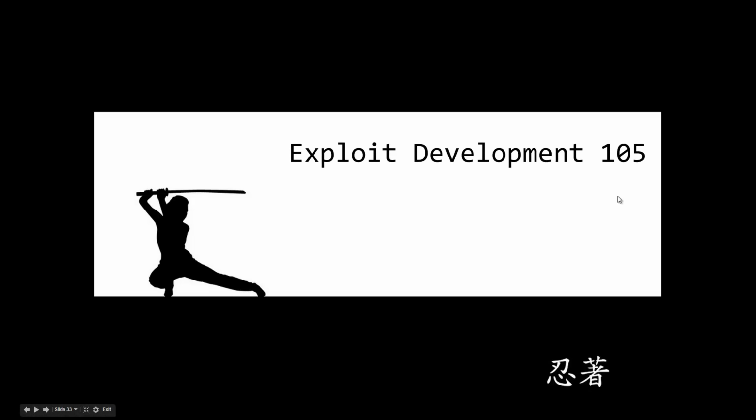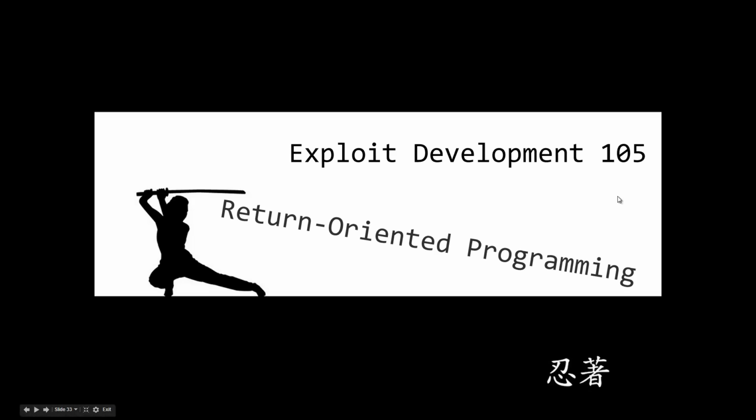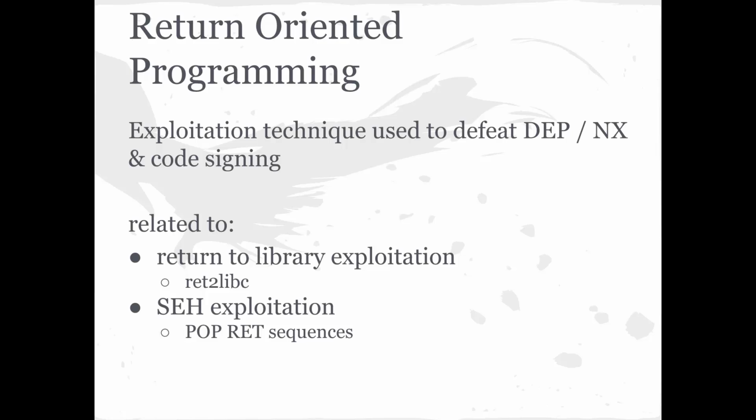Alright class, this is the Exploit Development 105 lecture for Offensive Computer Security, and we're finally delving into return-oriented programming. This is primarily a technique used to defeat DEP or NX and also code signing defenses. It is very related to return-to-library exploitation and also, in a sense, SEH exploitation with the pop-pop-ret focus it has there.